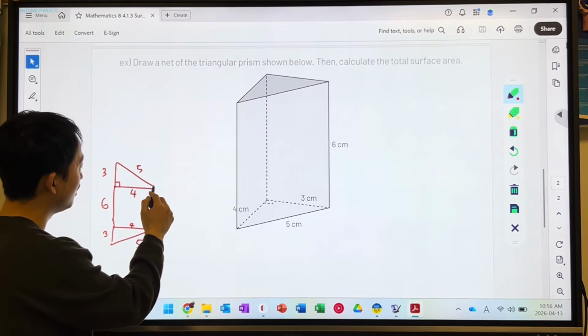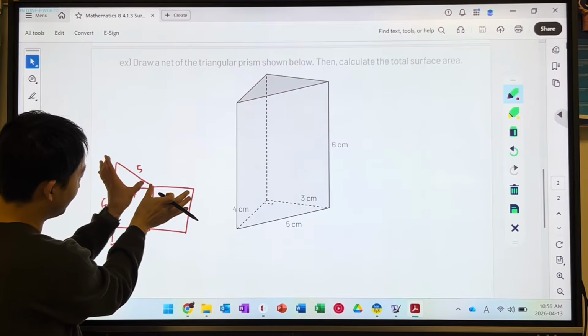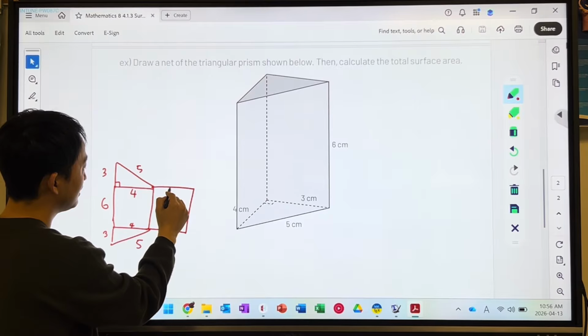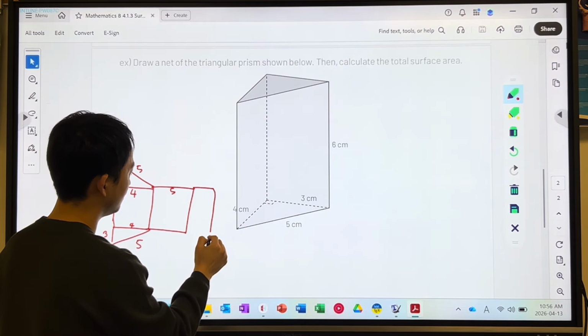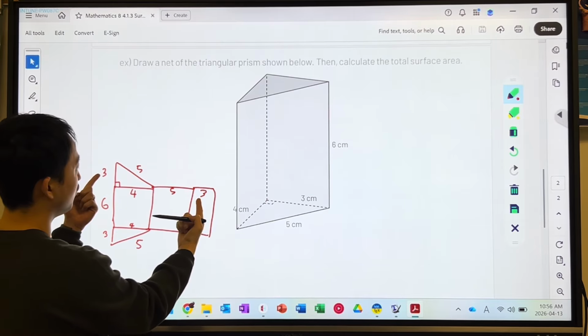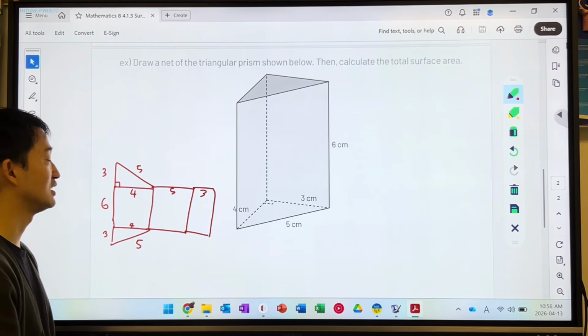And then I'm going to draw the rest of it, the next rectangular face. It's a bit longer because you can imagine that these are pairing ones, so that's going to be 5. And the very last one is a bit shorter because it's pairing with the 3 centimeters. So that is the measurement of this net of the triangular prism.